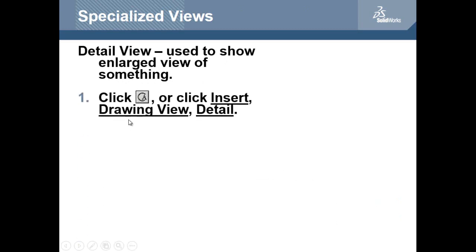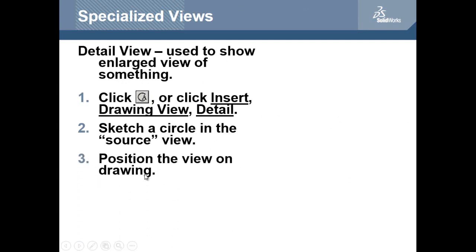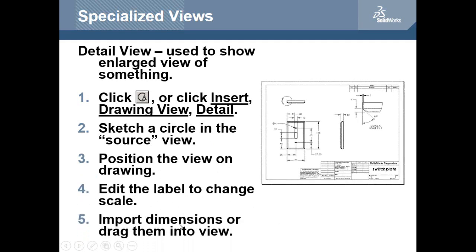Detail view. Used to show a large view of something. Click this A with a circle on it. Insert drawing view detail. Sketch a circle in the source view. Position the view on the drawing. Edit the label. Change the scale. Import dimensions or drag them into view.